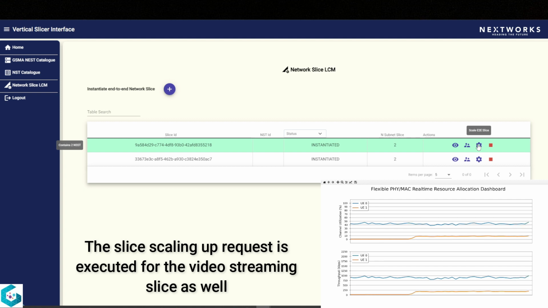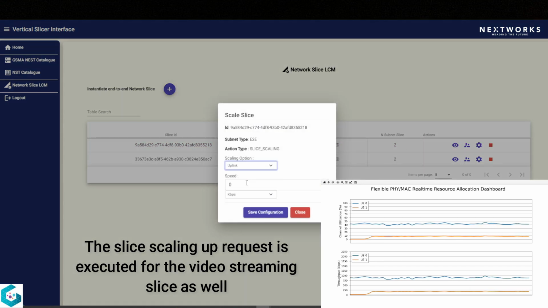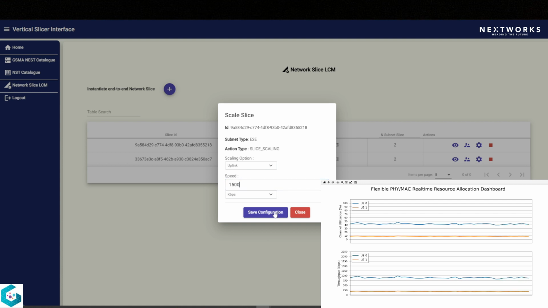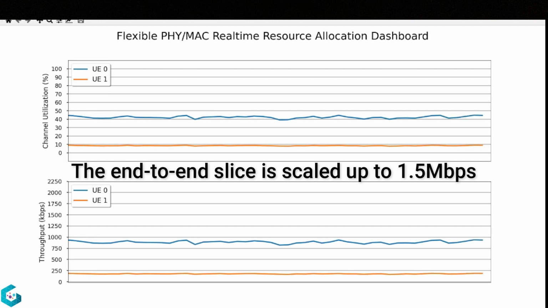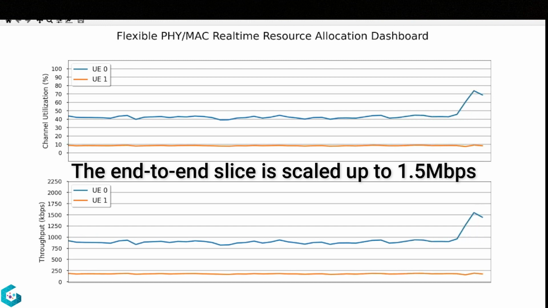Furthermore, the slice scaling up request is executed for the video streaming slice as well. Indeed, the end-to-end slice is scaled up to 1.5 megabit per second.